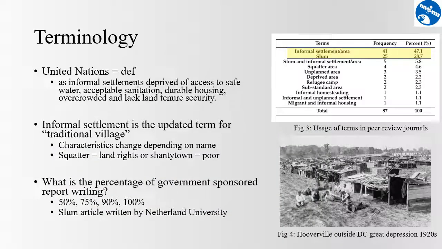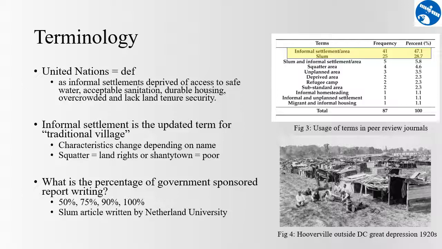So the UN has gone ahead and given us a global definition of their term of slum dwellings. It's an informal settlement deprived of access to safe water, acceptable sanitation, durable housing, overcrowded, and lacking land tenure security, which means they don't have the right to land. So why should I invest in building something nice on it or doing any land improvements?